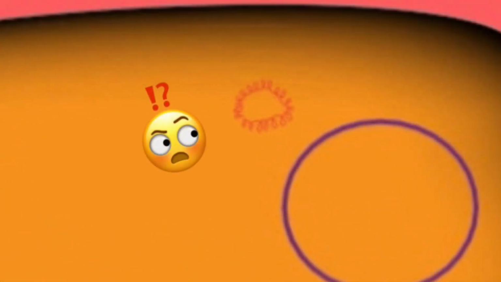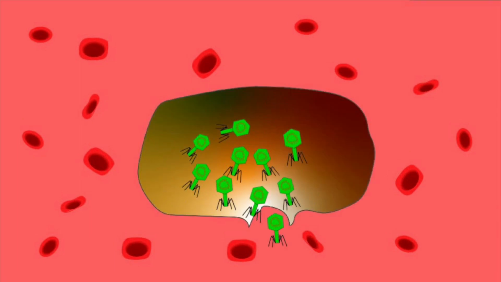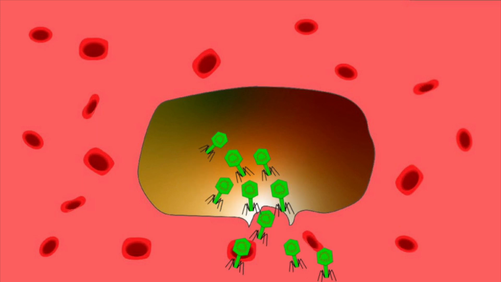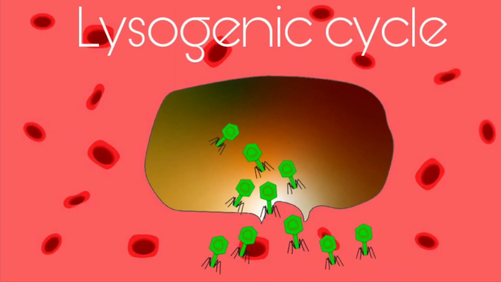And what do they do when they're back in their active state? They go right back to replicating, making the cell fat, and lysing once more. And that, my friends, is what is known as the lysogenic cycle.